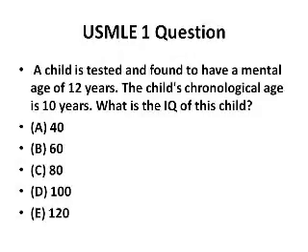Well, remember that in order to calculate the IQ, we divide mental age by chronological age and we multiply it by 100. So in this case, it will be 12 divided by 10. It will be 1.2 times 100. It will be 120. So the IQ of this child is 120.